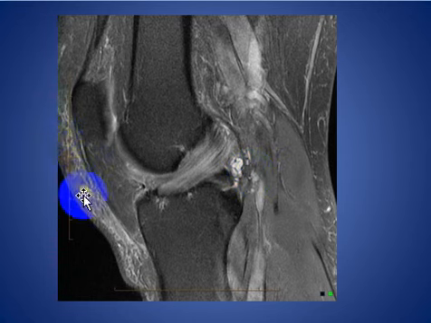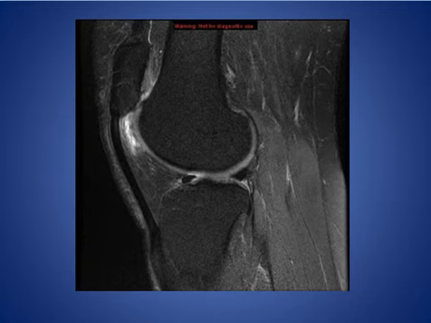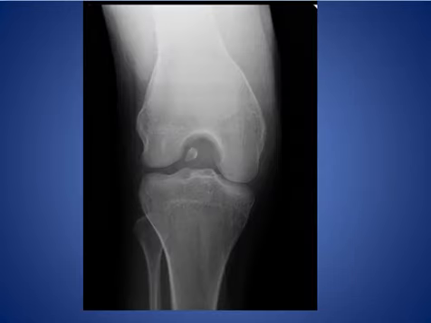And here we see a prepatellar bursitis. Here, this is another sagittal T2 fat-sat image, and we see the patient with Hoffa's fat pad impingement syndrome. And here, this is a tunnel view of the knee joint, and we see this is the intercondylar notch, and we see a loose body in the intercondylar notch seen here.